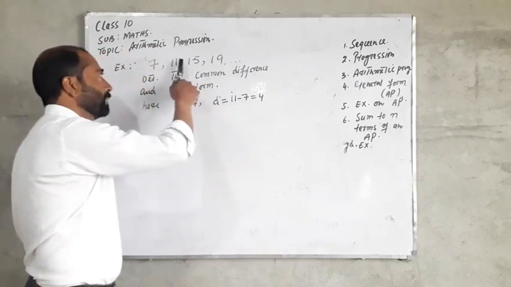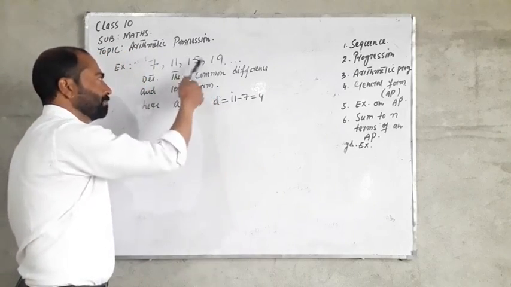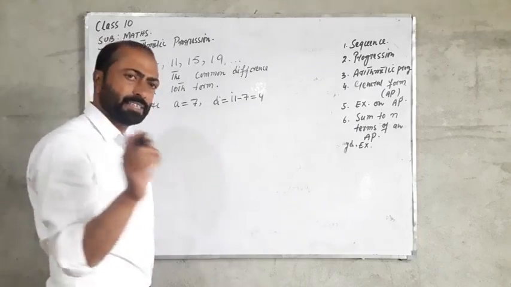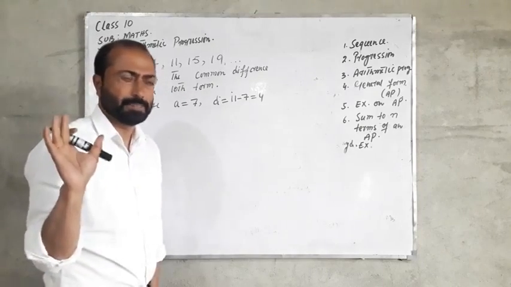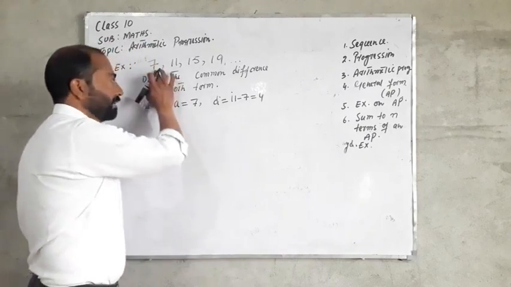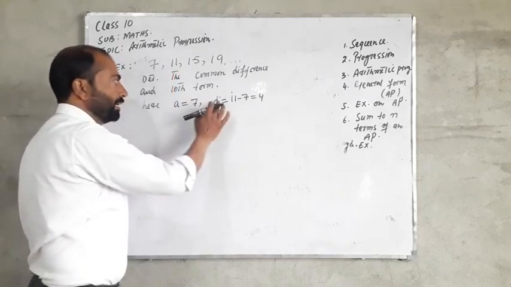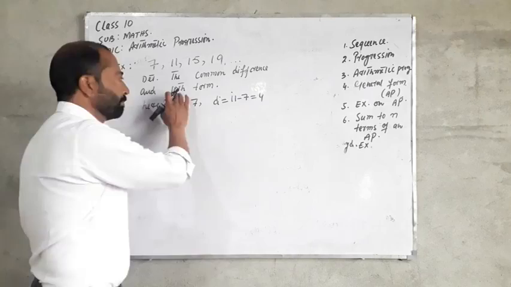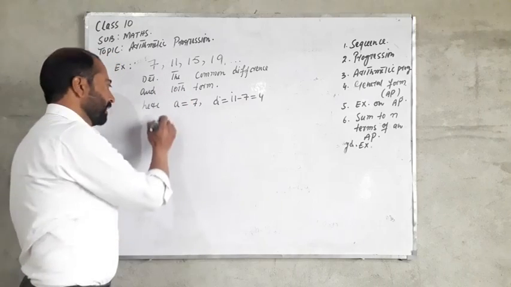Similarly here, 15 minus 11 is 4, and 19 minus 15 is 4. Isn't it? It is given that it is an AP, so the common difference is the same. So a is equal to 7, the first term of this AP, and d, the common difference, is equal to 4. We need to determine the 10th term.